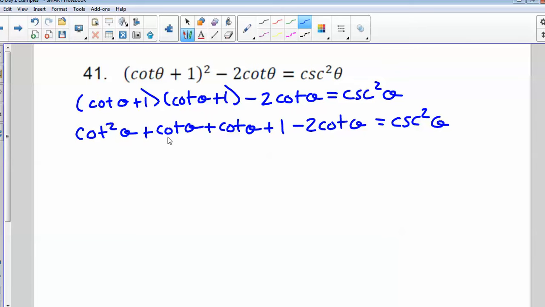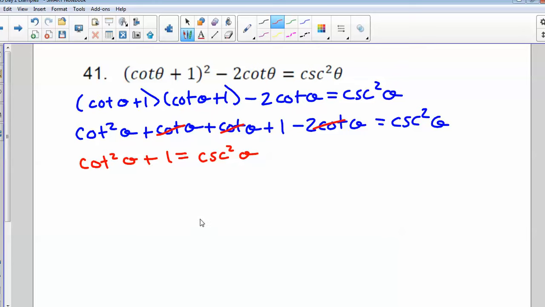Alright, cotangent plus cotangent is 2 cotangent, and I have a minus 2 cotangent here. So those like terms are going to all cancel out. And now I have cotangent squared plus 1 equals cosecant squared theta.